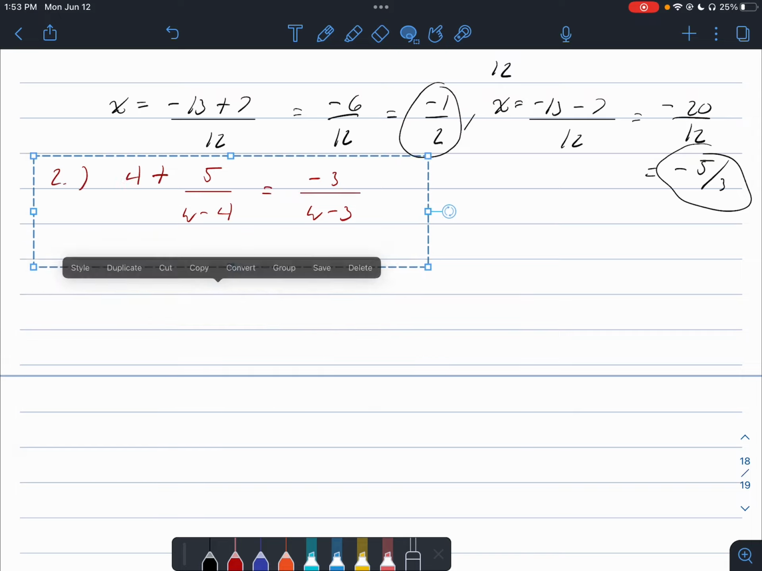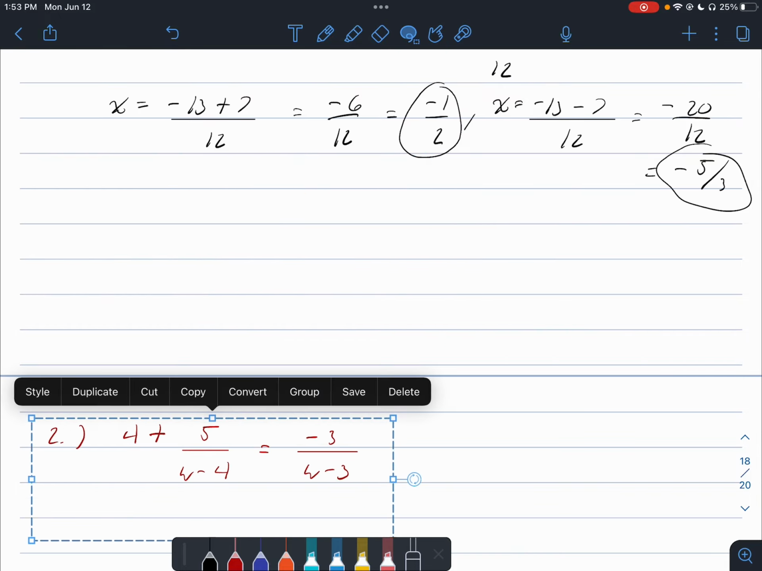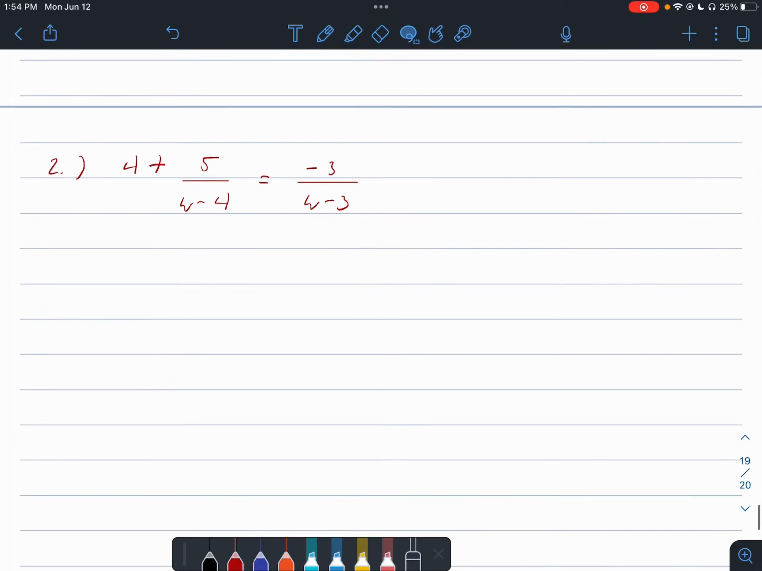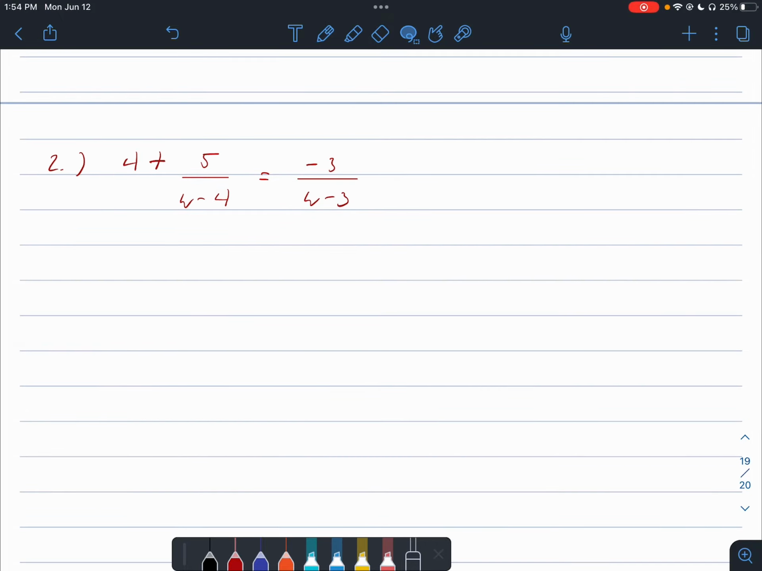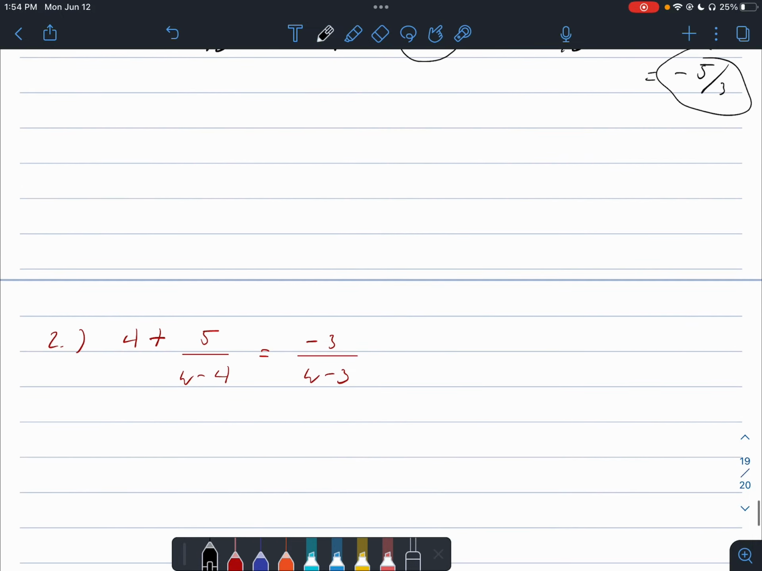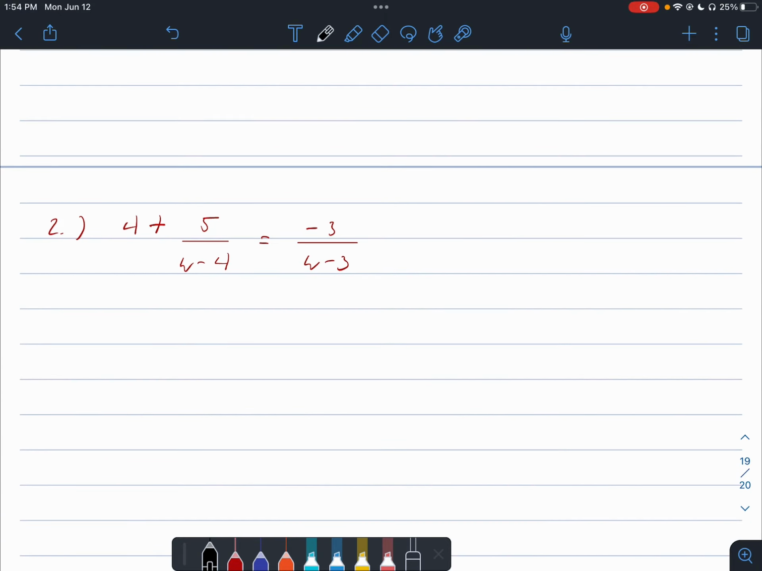Okay, so now let's go ahead and try another example. Here we're given 4 plus 5 over w minus 4 is equal to negative 3 over w minus 3. All right, so again, on this one, we're going to want to multiply both sides by our two denominators multiplied together. And it didn't end up being an issue in the last one, but I probably should have said up front, we should double check what our excluded solutions are. So let's do that real quick.